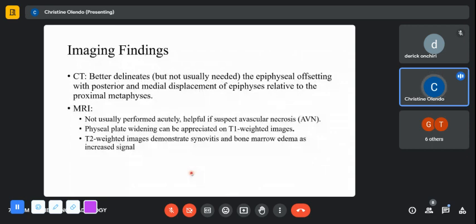CT better delineates the epiphyseal offsetting, but that is not usually required because most of the time you can make the diagnosis with the plain radiograph. Here you'd have posterior and medial displacement of the epiphysis relative to the proximal metaphysis. MRI is not usually performed acutely, but it will help if you suspect avascular necrosis of the femoral head. The physeal plate widening is seen on T1, and on T2 you can see synovitis and bone marrow edema, which will be hyperintense.